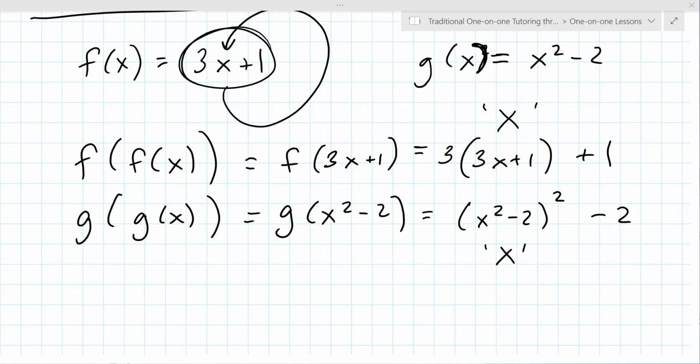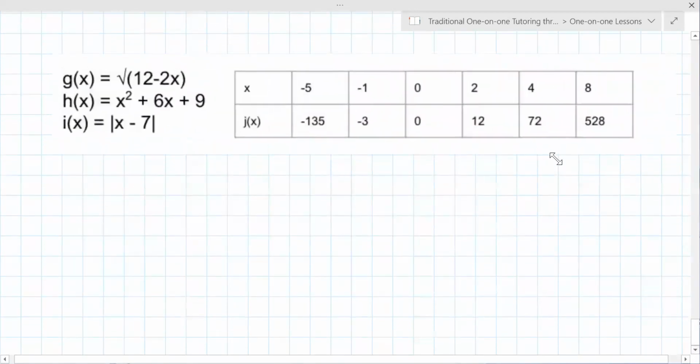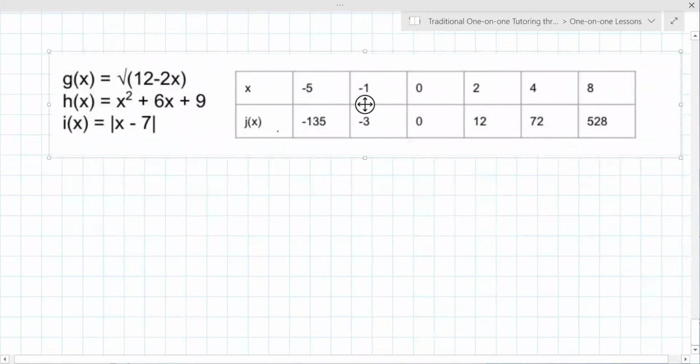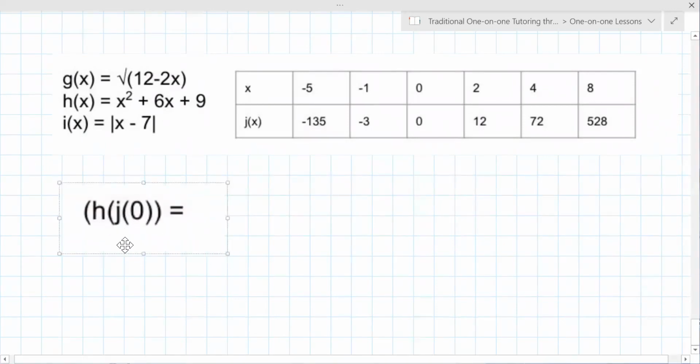Here we go. Yeah, so this is a little nicer. Okay, so this is from your review. And there's four things, right? There's G, H, I, and J. And the first one that they give you here, that's a composition, is this H of J of 0. So first thing you've got to figure out is what is J of 0. And that comes from the table.